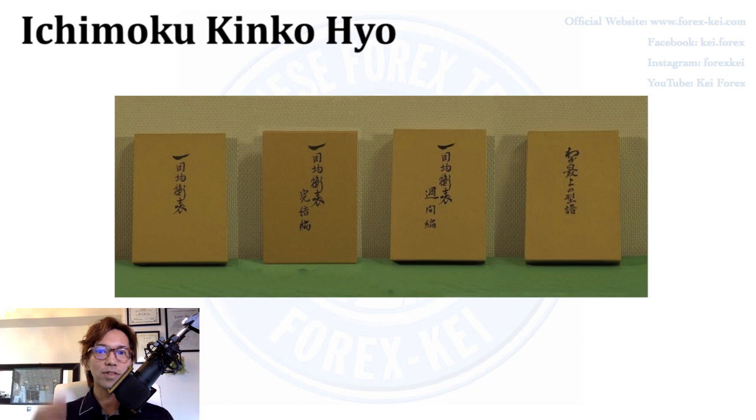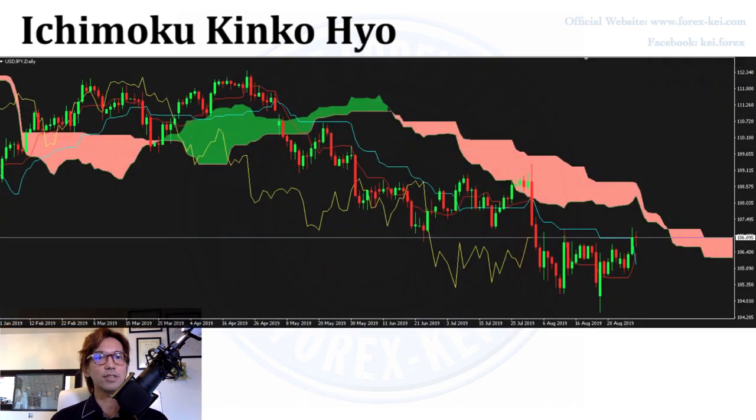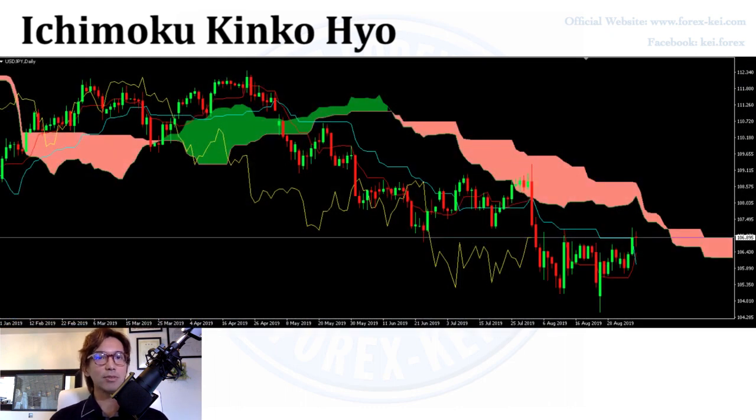So for those who think it's just providing signals, just forget about it, and I will tell you the ultimate use of Ichimoku Kinko Hyo in this video. First, for those who are new to Ichimoku Kinko Hyo, let me go over the parts and lines. So here is a daily chart of US dollar Japanese yen with Ichimoku Kinko Hyo shown on the chart. Now there are 5 major lines, and let me go over them one by one.